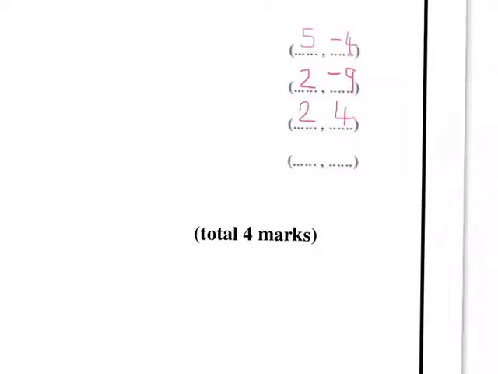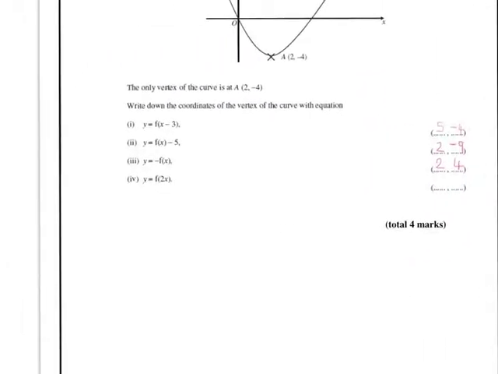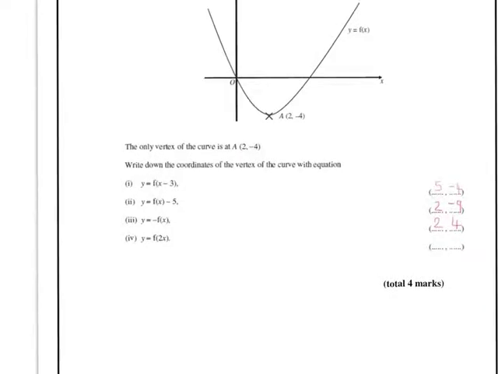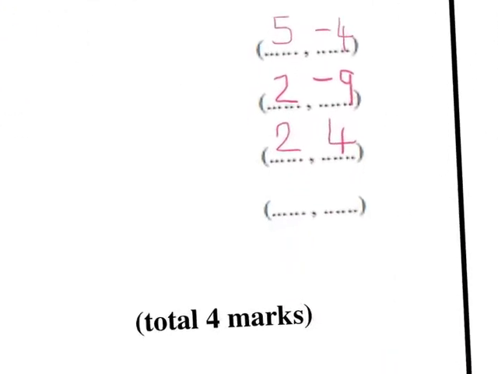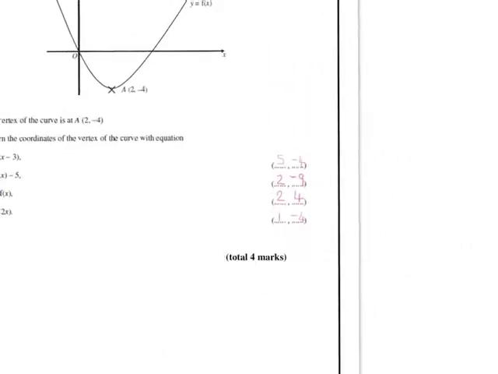(2, 4). Okay, so zooming back out and looking at the last question, we've got y equals f of 2x. So what that means, it's quite a tricky one, this one. It means all the x coordinates are going to be divided by 2, or multiplied by a half. So if it was y equals f of 3x, it would be dividing the x coordinates by 3. y equals f of 4x would be dividing them by 4, etc. In this case, we're going to divide the x coordinate, 2, by 2, and it's going to give us 1. And then the y coordinate will just stay the same. Okay, so (1, -4). Okay, that question done.